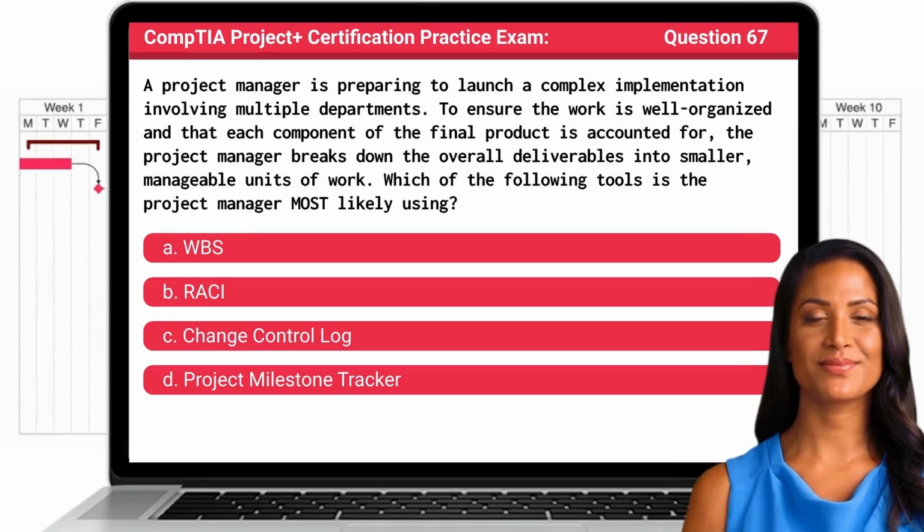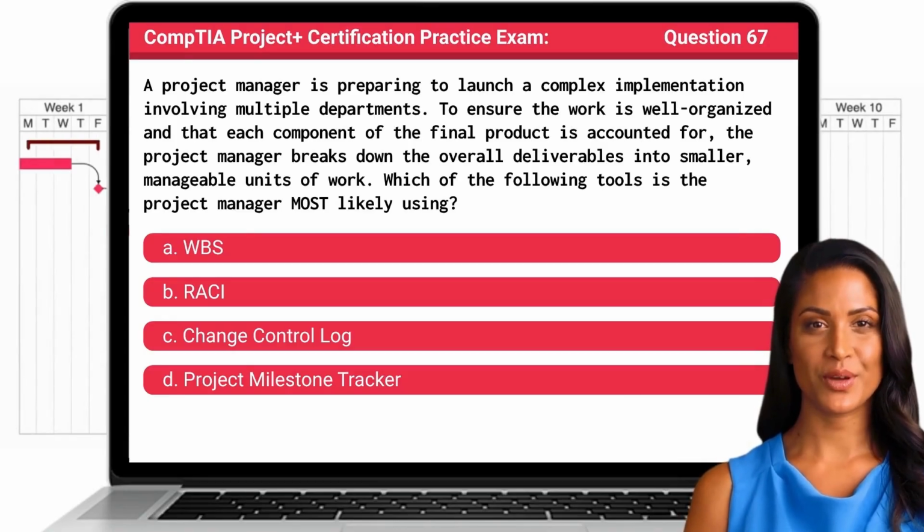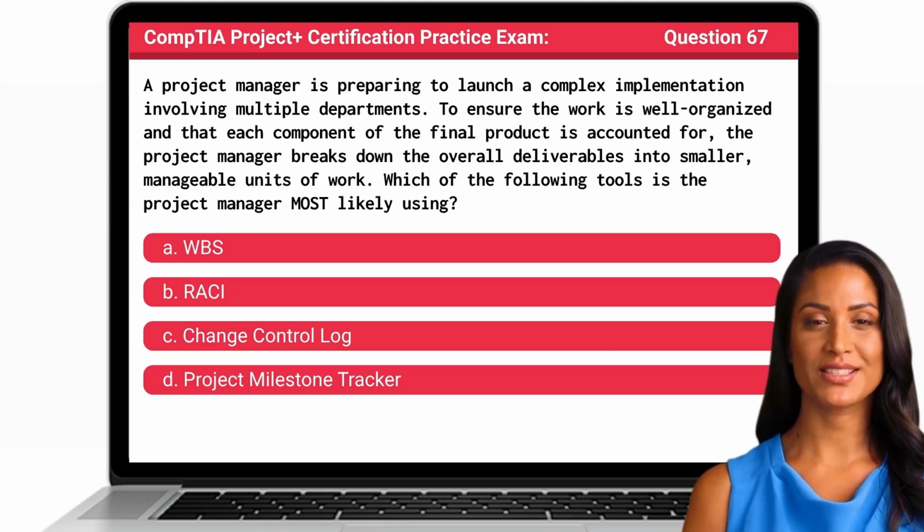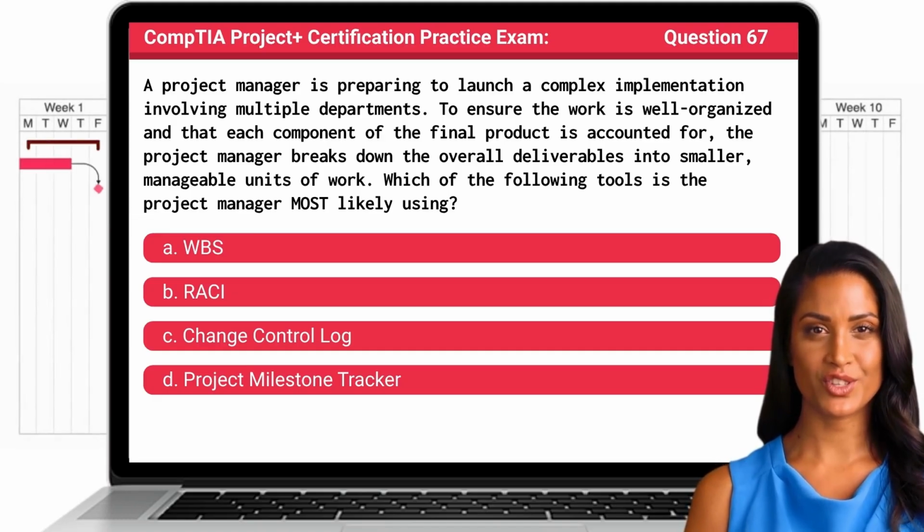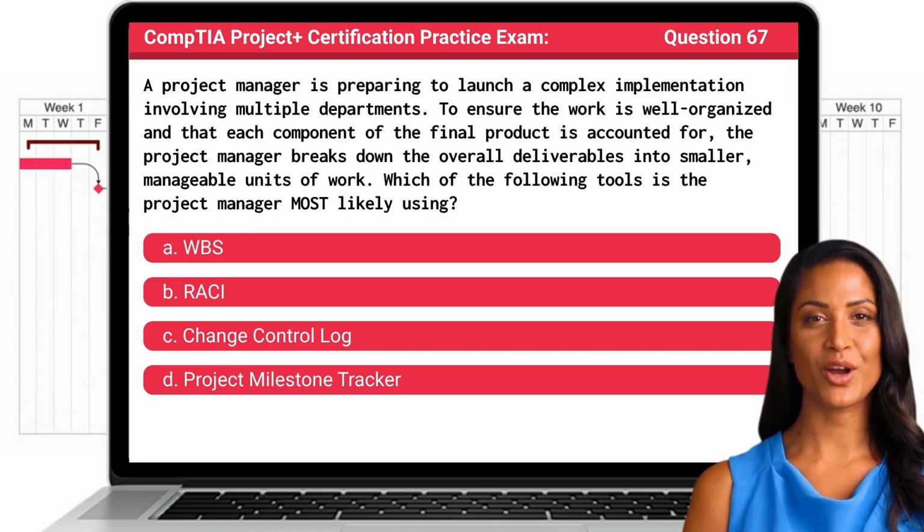Question 67. A project manager is preparing to launch a complex implementation involving multiple departments. To ensure the work is well organized and that each component of the final product is accounted for, the project manager breaks down the overall deliverables into smaller, manageable units of work. Which of the following tools is the project manager most likely using?